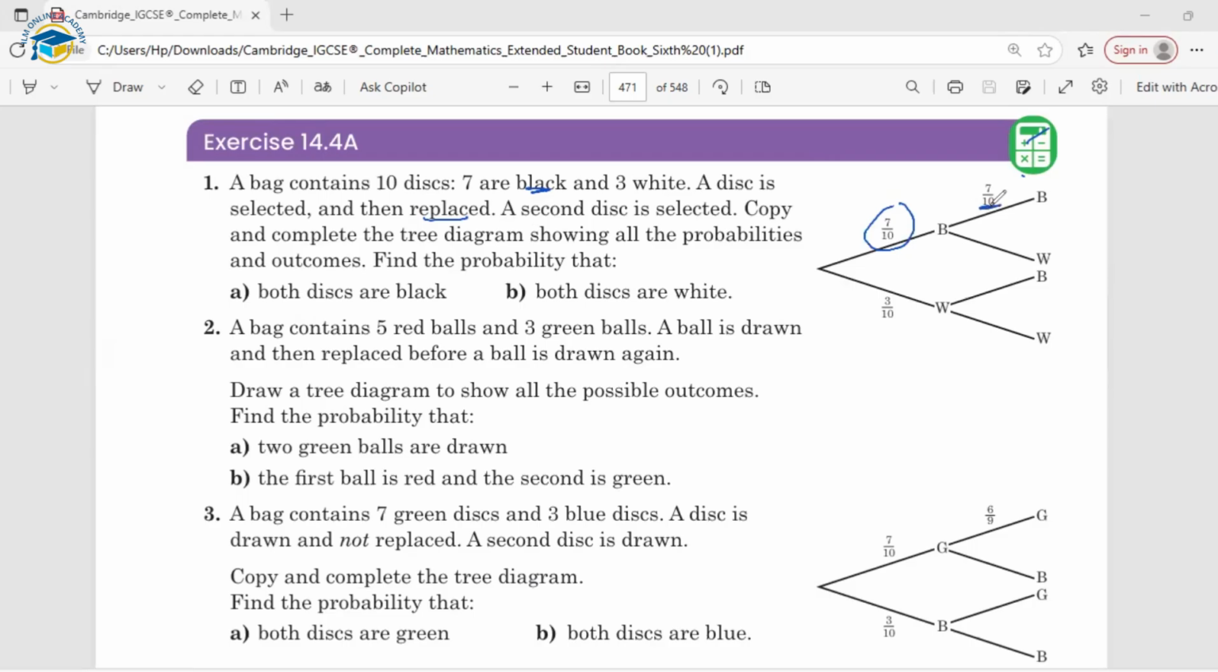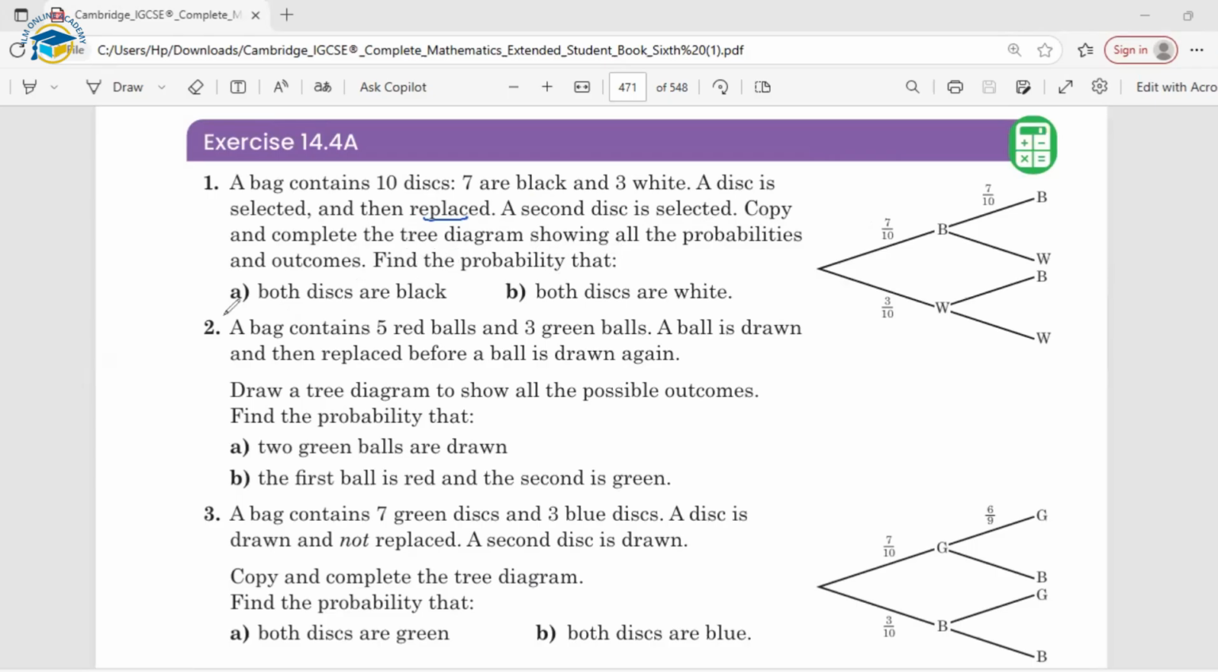So here the total probability is not going to be changed. Fine. So this is basically called the with replacement concept. Next, what they're saying, a second disk is selected. Copy and complete the tree diagram showing all the probabilities and outcomes. Find the probability of this and this.